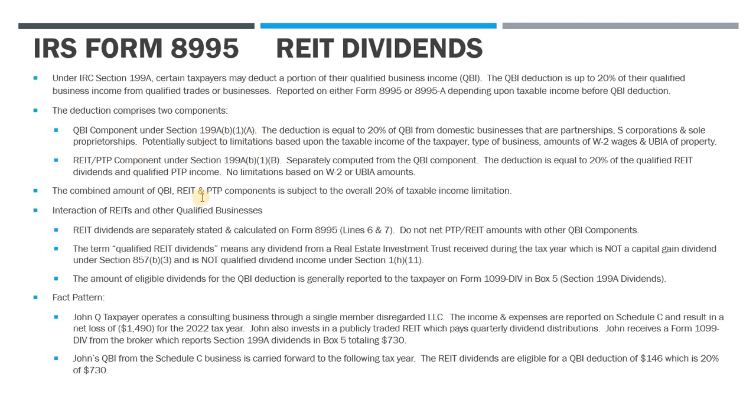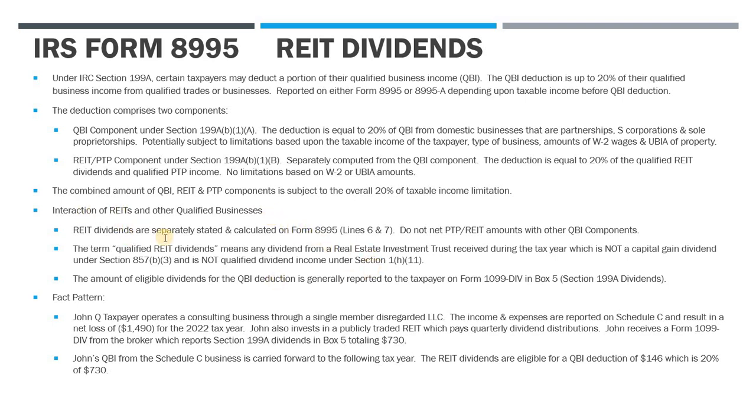So what do we talk about with REIT dividends? What's important is we don't have a lot of the same limitations, right? When we look at REIT dividends or PTP income, the deduction is 20% of those eligible amounts, but we don't have these issues with W-2 wage or UBIA of qualified property limitations, right? So if you're a high-income taxpayer and you have qualified business income and you have all these phase-outs because you have to be mindful of the W-2 or UBIA amounts, if you have income from REITs or PTPs, you don't have to worry about that, right? So that's a nice thing.